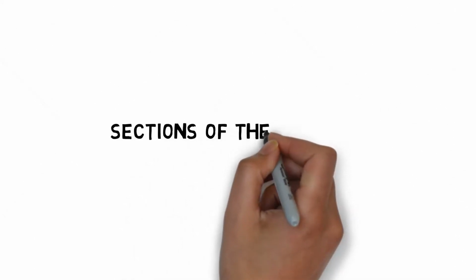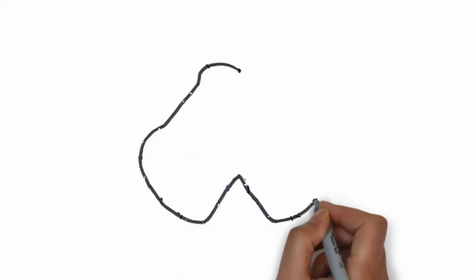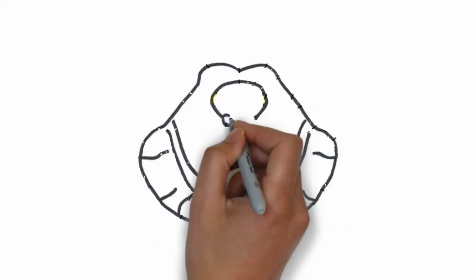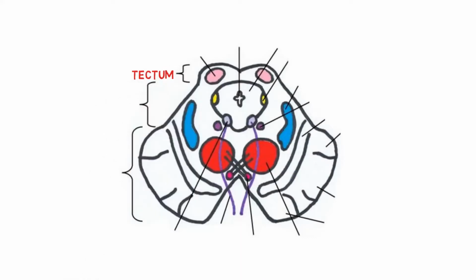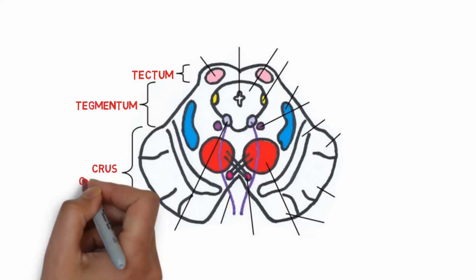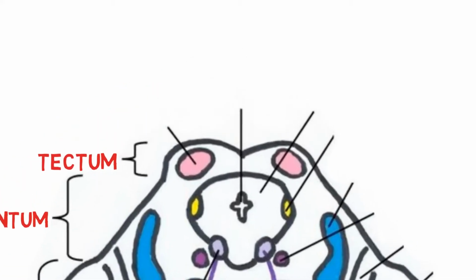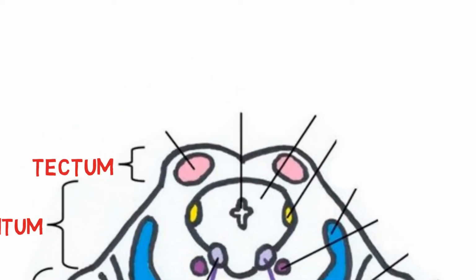This is the video on sections of the midbrain. The midbrain is part of the brainstem and has a complicated internal structure. It consists of three parts: the tectum, the tegmentum, and the crus cerebri. The tectum consists of two paired structures which bulge outward from the posterior midbrain, the superior and inferior colliculi.